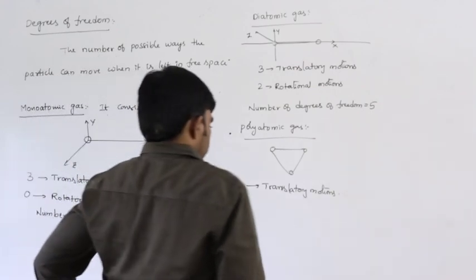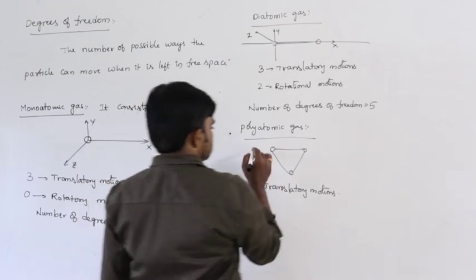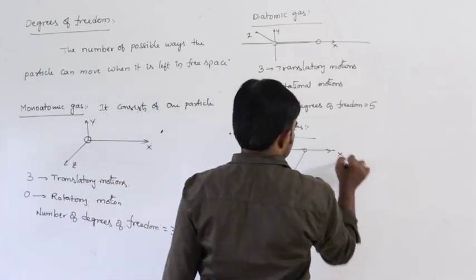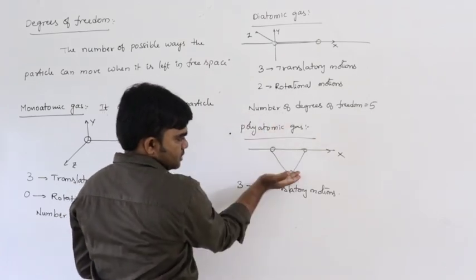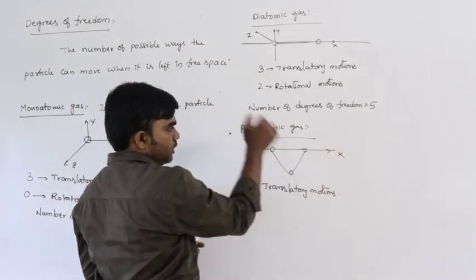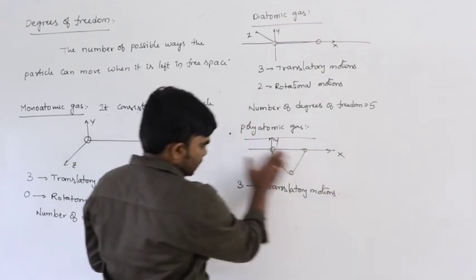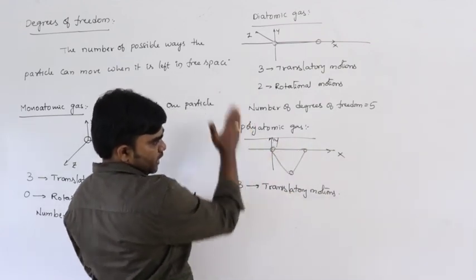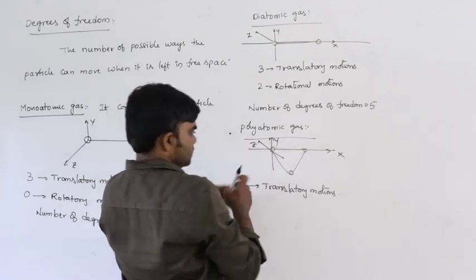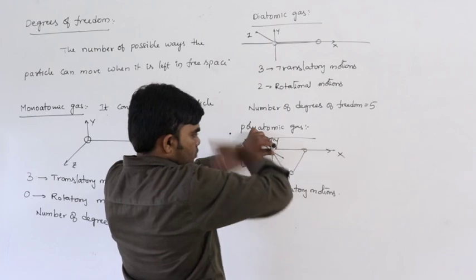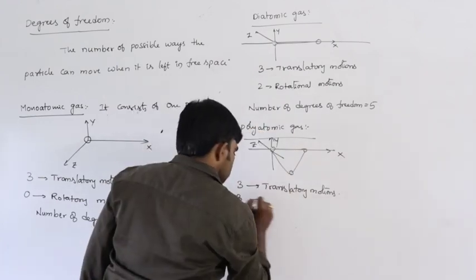Next, rotational motion. Let us say this is the x-axis. This molecule may move around the x-axis. Let us say this is the y-axis, and the remaining 2 molecules may rotate about the y-axis. And this is the z-axis. These 2 molecules may rotate about the z-axis. So in total, 3 rotational motions.